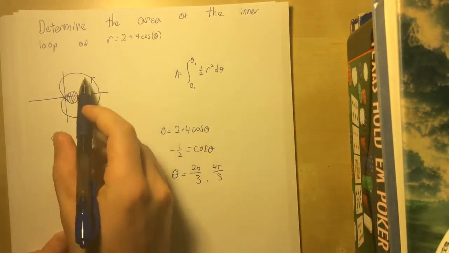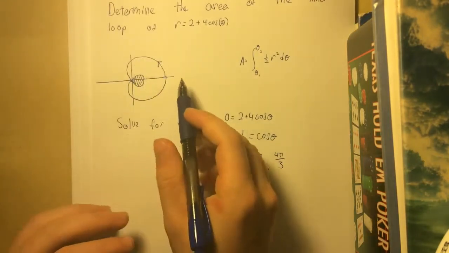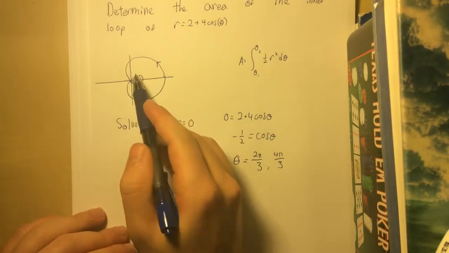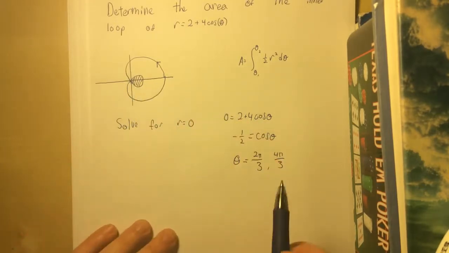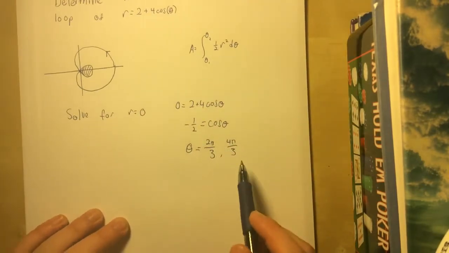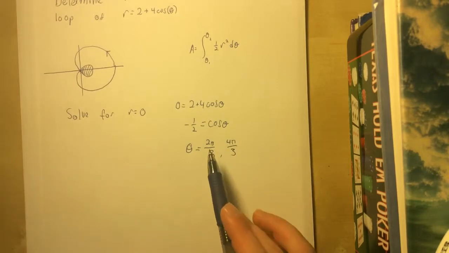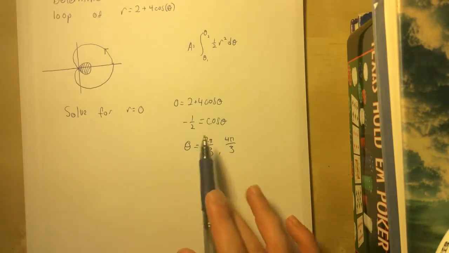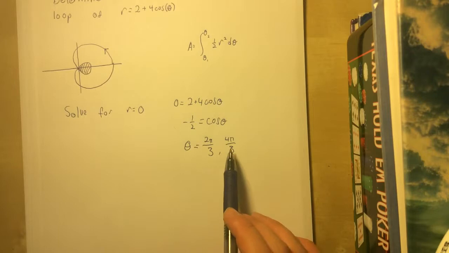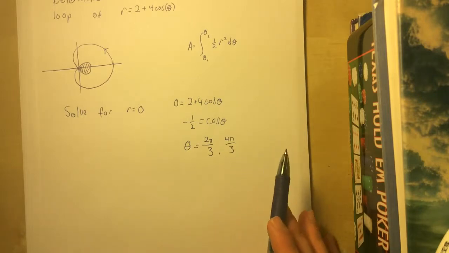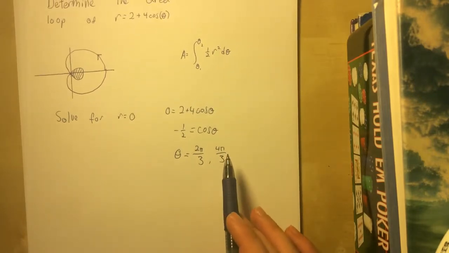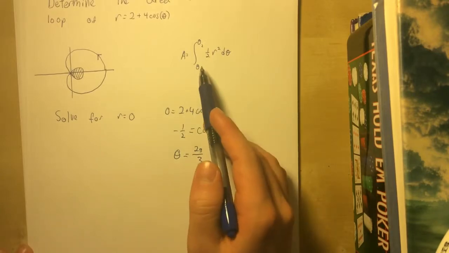Remember, this graph has a period of 2 pi. In 2 pi radians, it'll go all the way around. So we're just looking at the values between 0 and 2 pi that satisfy this equation. So now that we have these angles, those are pretty much the angles that we're going to use in this equation.